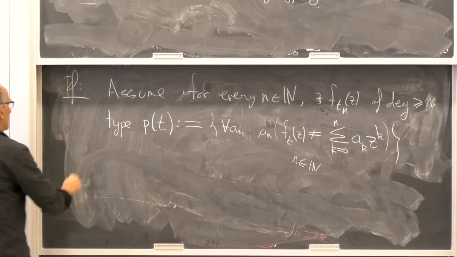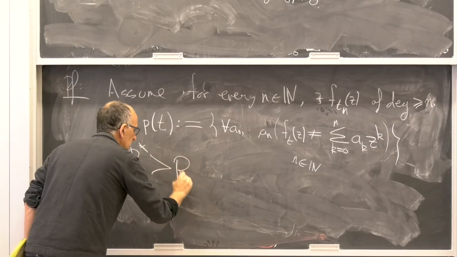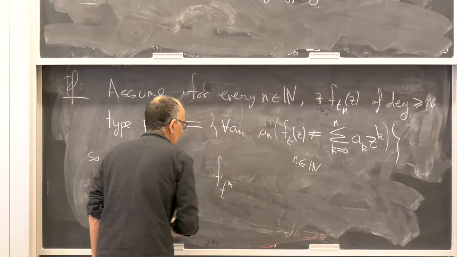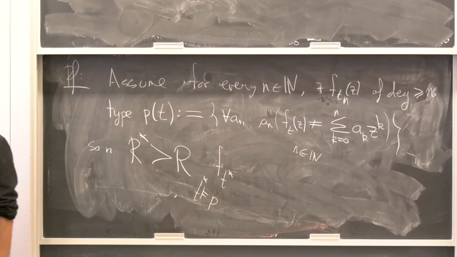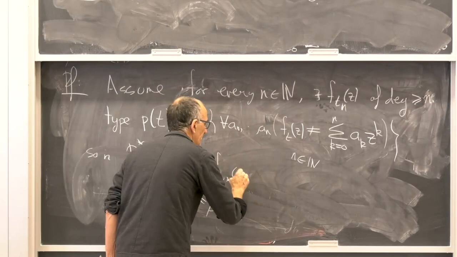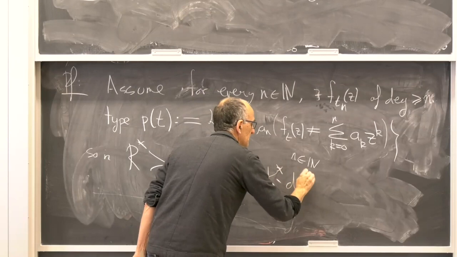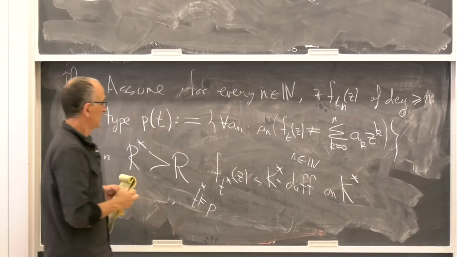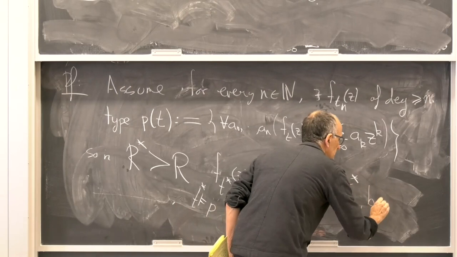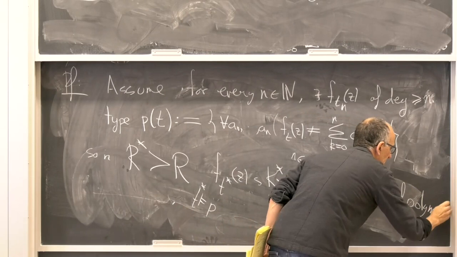So in R star, extending R, F of t star realizing P will be an entire function definable in an O-minimal structure which is not a polynomial, K star differentiable on K star, which is the real closure of R star, but not a polynomial, and this is a contradiction.